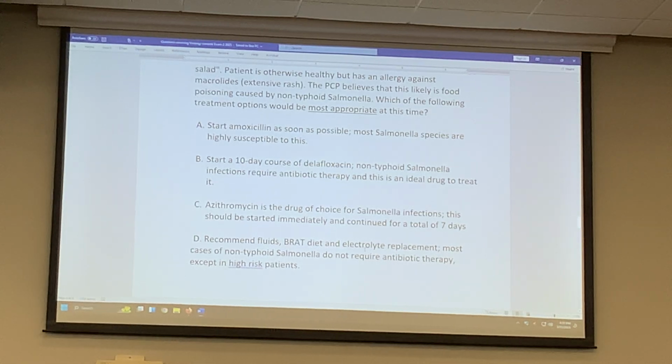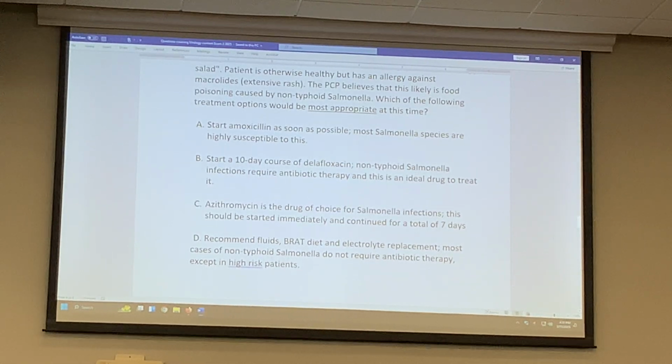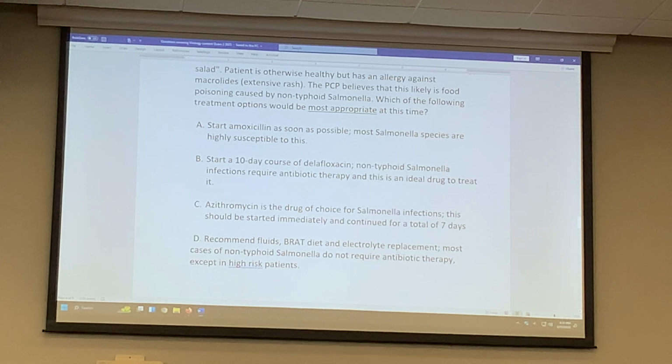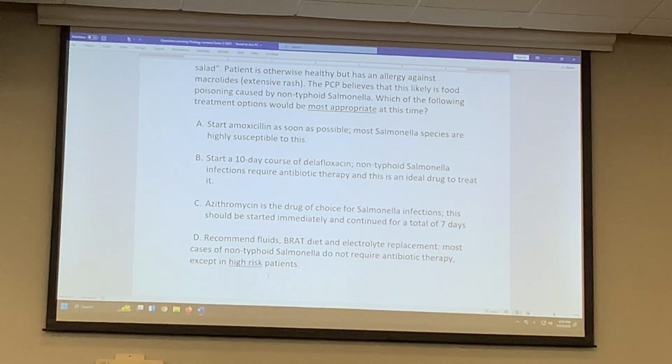And the patient also has a rash to macrolides. Recommend fluids, diet, electrolyte replacement. In most cases do not require antibiotic therapy except in high risk patients. Okay, now if we had to treat, let's assume we needed to treat this patient, what options would you guys recommend? What is one drug that is always correct?